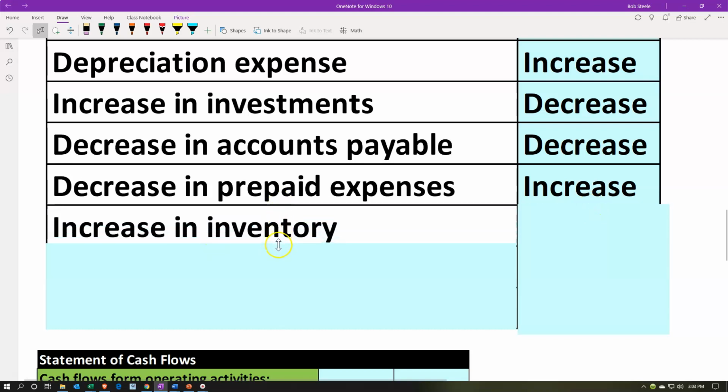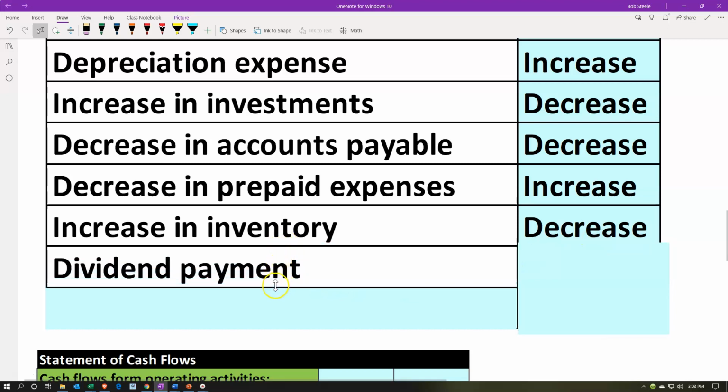Then we have the increase in inventory. What is inventory? It's going to be an asset type of account. So it's going to be on the assets section. If it went up, it's an asset and it went up. So within our general rule, that means we're going to decrease the cash flow statement.